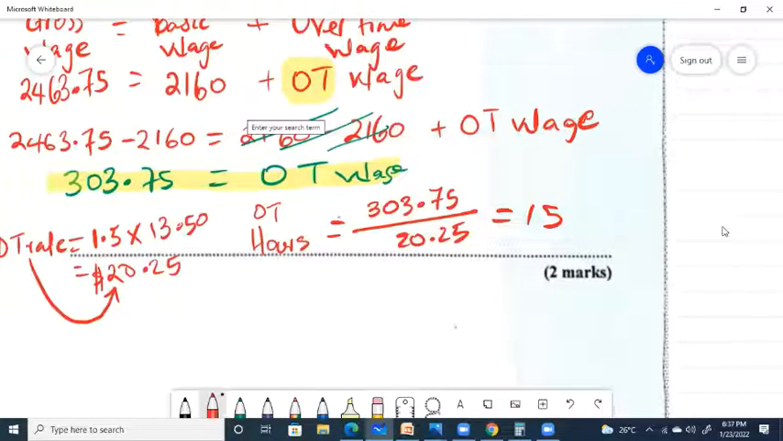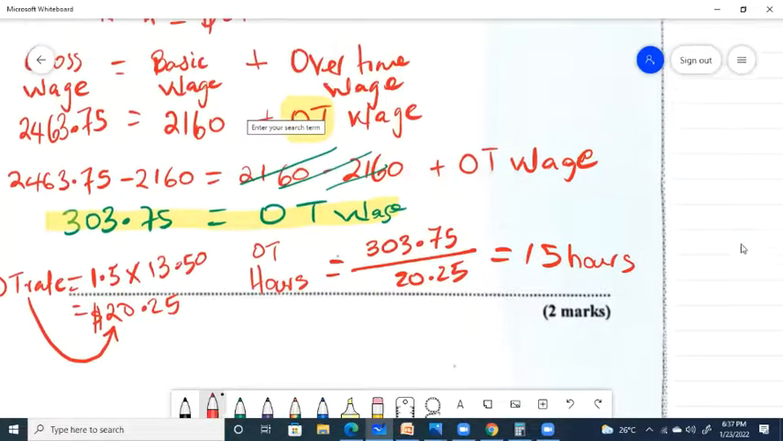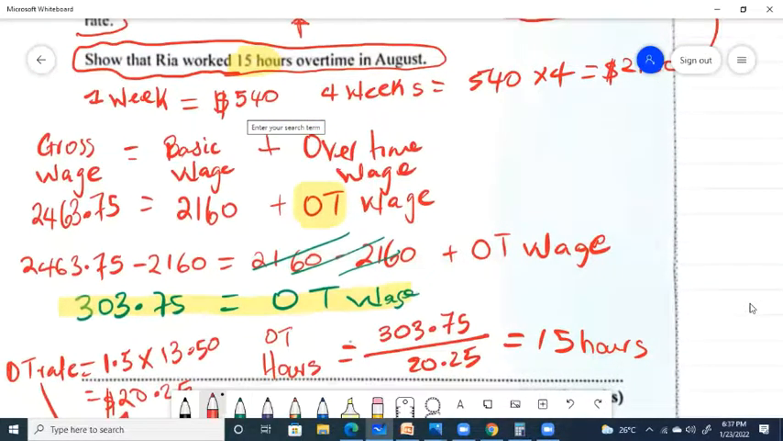15. Exactly. And that's what the question had asked, that we need to prove that she worked 15 hours on overtime. So I'm saying, it's not a rush thing. You have to take your time and develop the thing, and it goes to the end. So that's the question right here, where you were supposed to show that Rhea worked 15 hours overtime in August. And there it is, we have proven that.